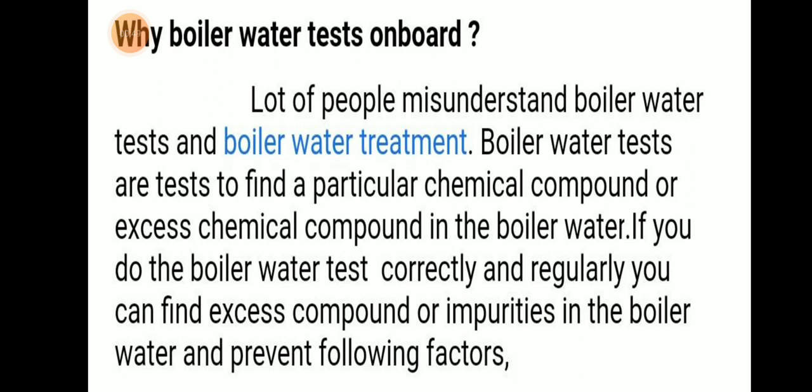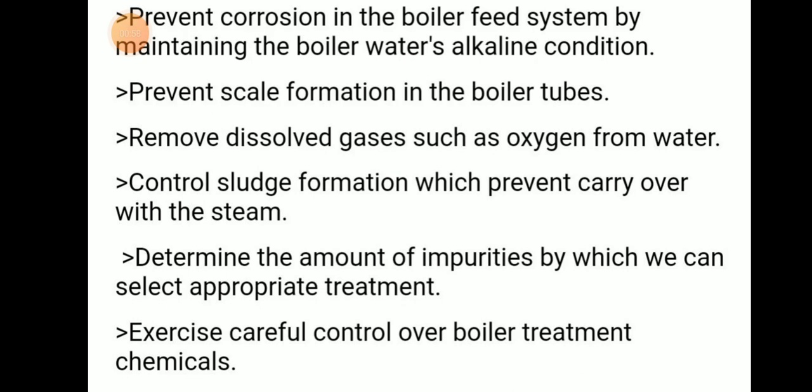If you do the boiler water test regularly and correctly, you can find excess amounts of compound or impurities in boiler water and prevent the following factors. We can prevent corrosion in the boiler feed system by maintaining the boiler water alkaline condition. We can prevent scale formation in boiler tubes. We can remove dissolved gases such as oxygen from water, and we can control the sludge formation which prevents carryover with steam, and we can determine the amount of impurities by which we can select appropriate treatment.